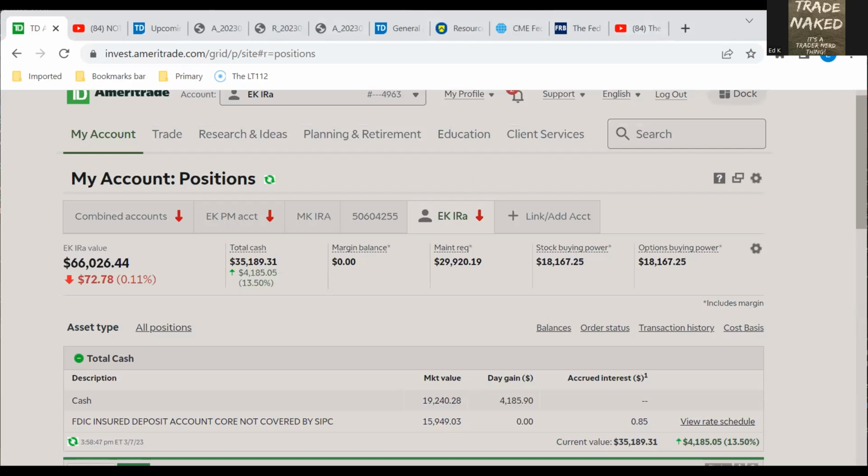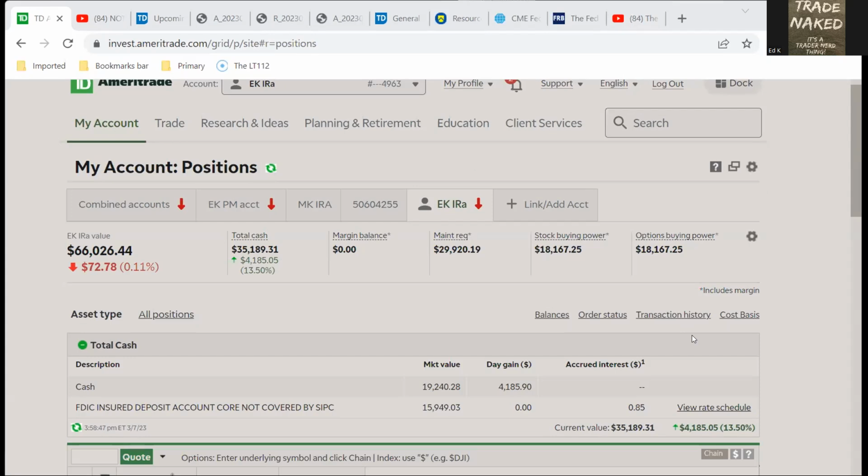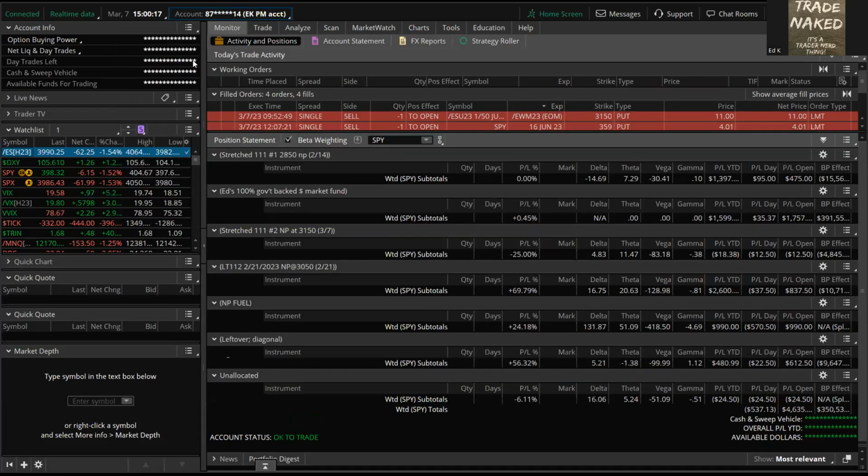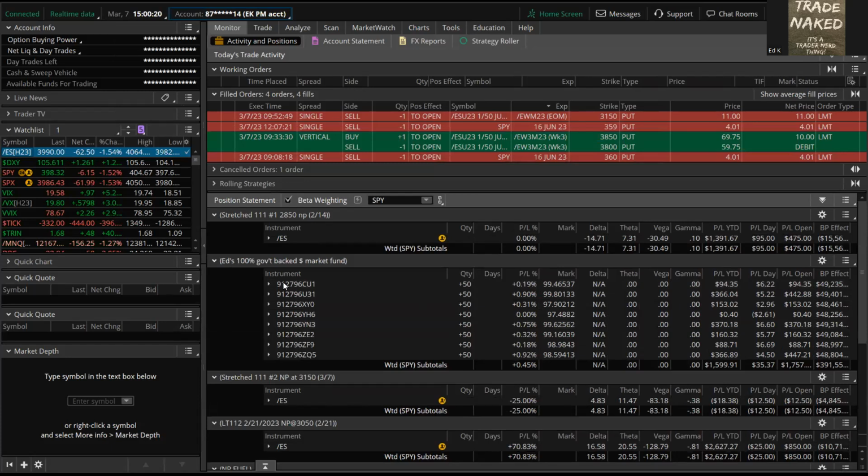So I create my own brokerage, my own little T-bill account. And my other one over here, and look, I'll show you, that's what I got. These are all T-bills. This is Ed's 100% government-backed money market fund. So I basically made my own money market fund by buying all these different T-bills.